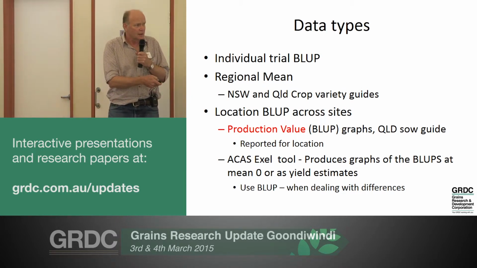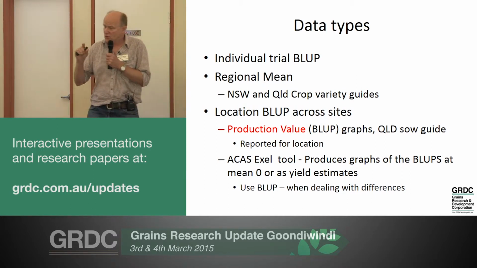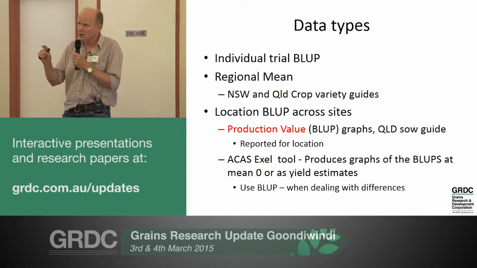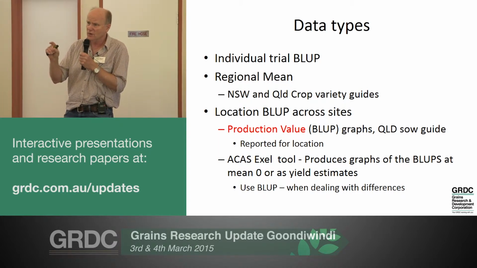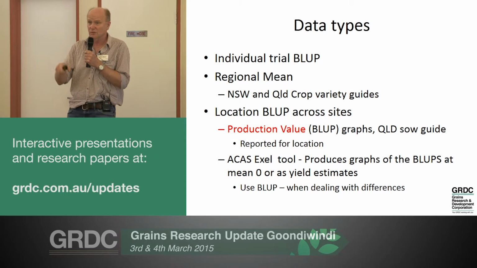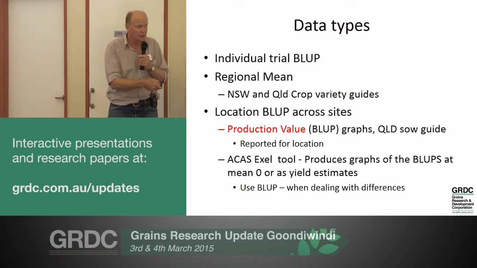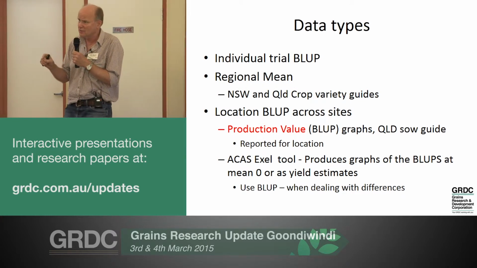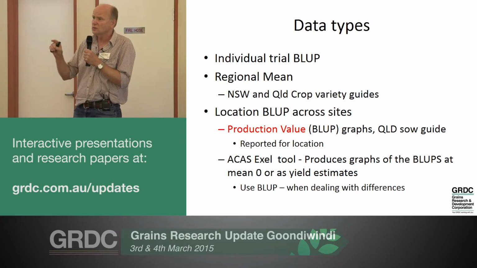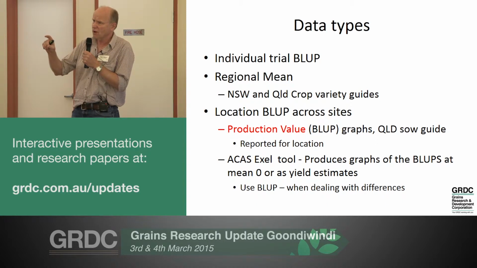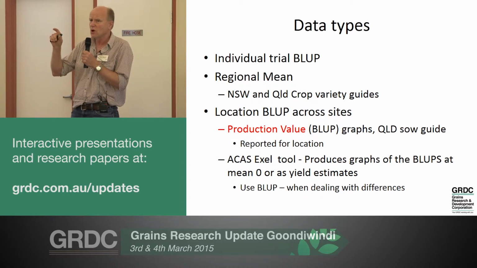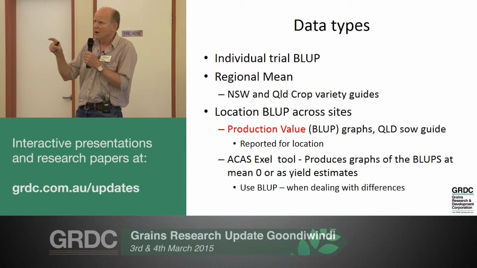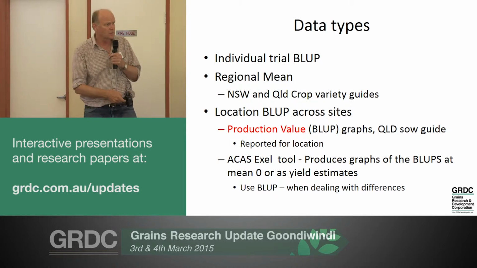One of them is a graph in the crop variety sowing guide, and if you've got a copy of the Queensland crop variety sowing guide, you'll see some examples of that. The other one is that you can download an Excel tool from the NVT website that will allow you to put in your selection of varieties and choose the site that you think more closely matches where you are, and that will give you a range of performances.